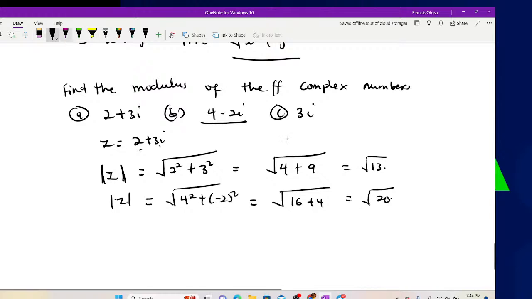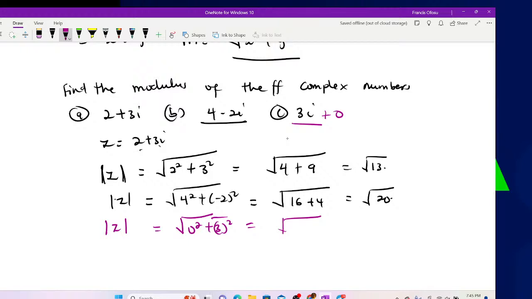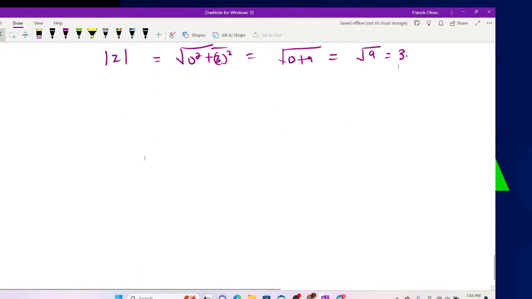Now, for the C part, I have 3i, so the length of z or modulus of z is simply equal to the square root of, the real part is 0, right? This is the same as plus 0. So 0 squared plus 3 all squared. And this is going to give me square root of 0 plus 9, which is equal to square root of 9, and the answer is 3. So this is simply how to find the modulus of complex numbers.